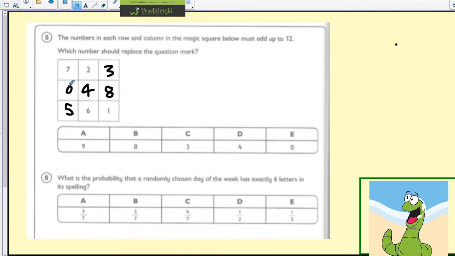But again, our answer was the missing space. So that's E, these two here. It's just a way of checking because it didn't take me too long.